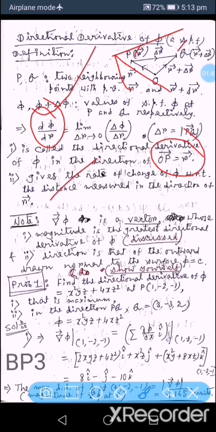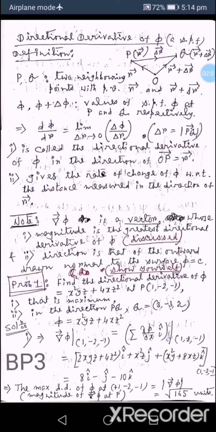Now two things to be noted. What del phi is: we have already discussed that phi is a scalar field and del is a vector differential operator, but together del phi gives a vector field, or rather a vector. So if it is a vector, it must have some magnitude and direction. What is the magnitude and direction? The magnitude of del phi is nothing but mod del phi, which is the maximum value of the directional derivative.